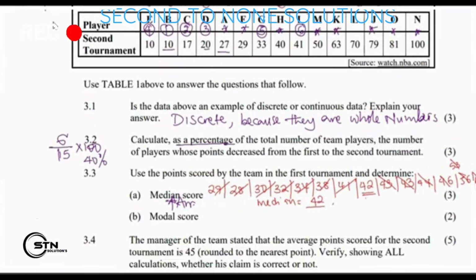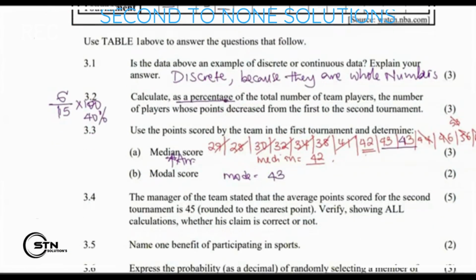All right, mode, the number that appears most. The number that appears most, we've just seen it here. These are the two numbers that appear most. So here, our mode, we say mode equals to 43. That is it.